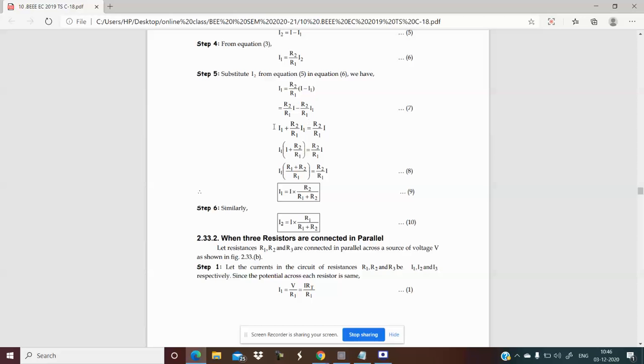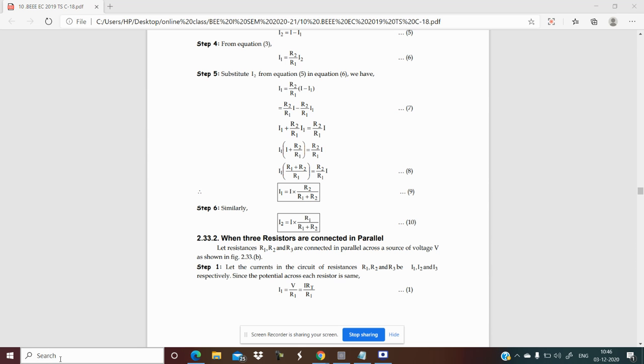Here I am taking I1 common. So I1 into 1 plus R2 by R1 is equal to R2 by R1 into I. Doing the LCM, R1 goes here, so R1 plus R2 divided by R1 is equal to R2 by R1 into I. So what is the value of I1 finally? I1 is equal to I into R2 divided by R1 plus R2.